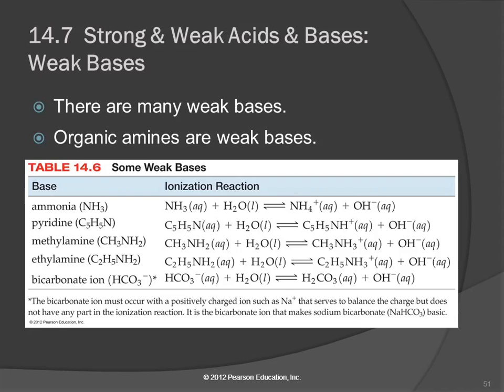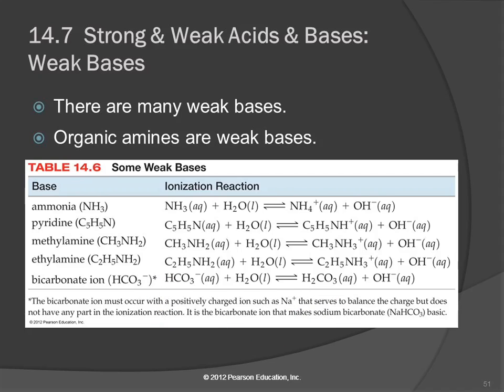There are a lot of weak bases. Just like with the acids, there's a lot more of the weak ones than the strong ones. And a lot of them are organic amines, and this is just for your information. So there's ammonia. You should be able to recognize that guy. These guys are kind of weird organic things. And then bicarbonate ion is another one. So HCO3 minus can accept a hydrogen ion and become carbonic acid. Remember we talked about how these were conjugate acid-base pairs. Here's the base version and this is the acid version.